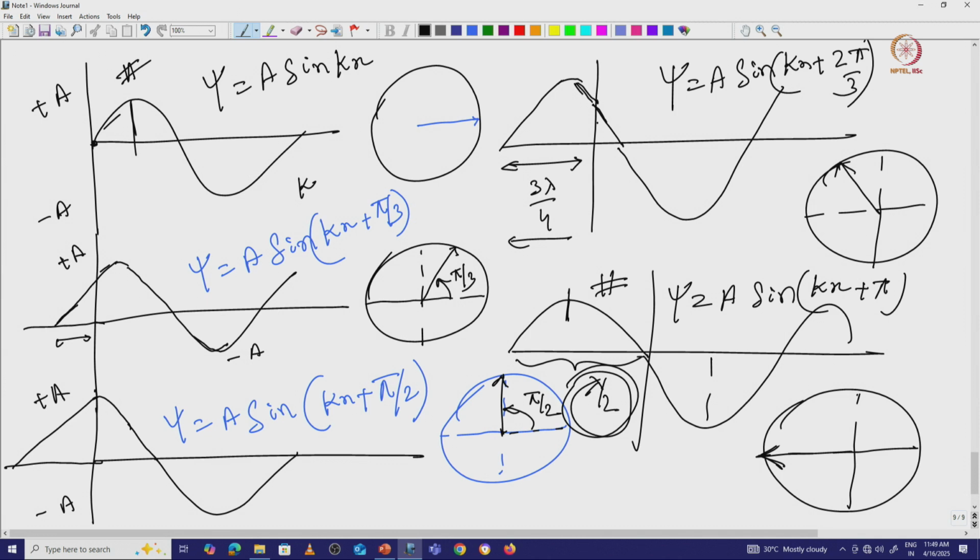So, I will stop here today, and in the next class we will discuss more about how we get the diffraction pattern and how we can generate images from there, and what the difference is between the diffraction pattern and the images.